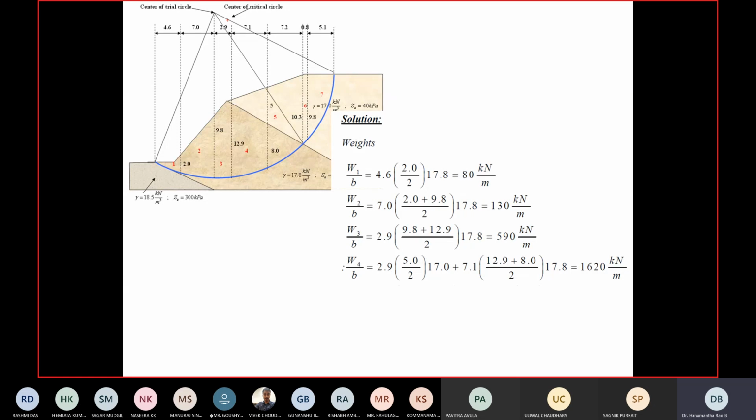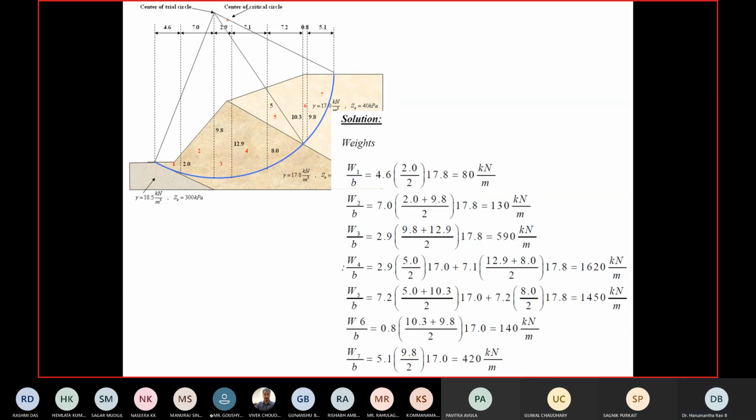Slice number 3 and slice number 4. Here also, if you look carefully, for slice number 4, there are two varieties of soils, one light brown and one dark brown. So since the densities of the two soils are different, one is 17, the next is 17.8, you have to take the two separately and sum them up. So similarly calculate for W5, W6 and W7.